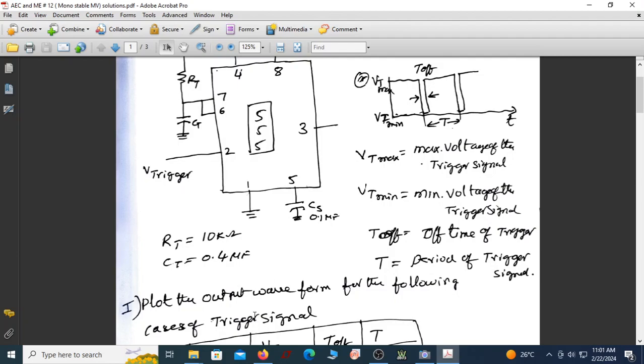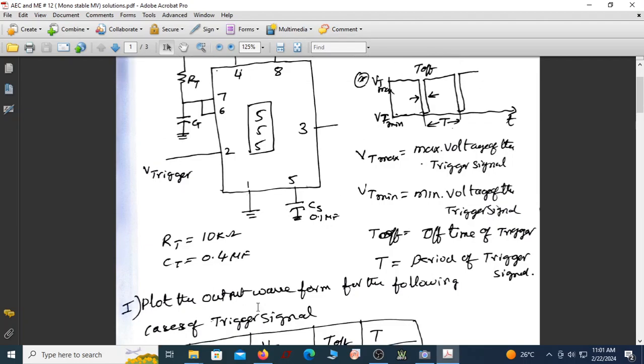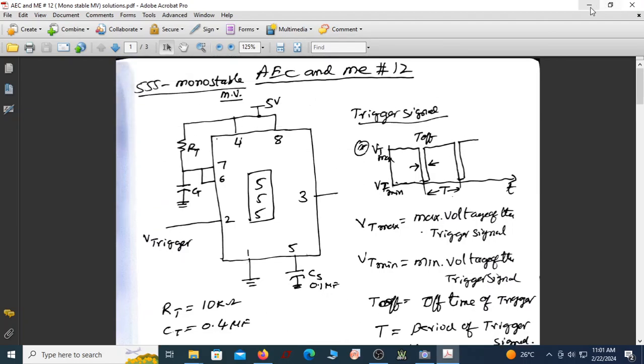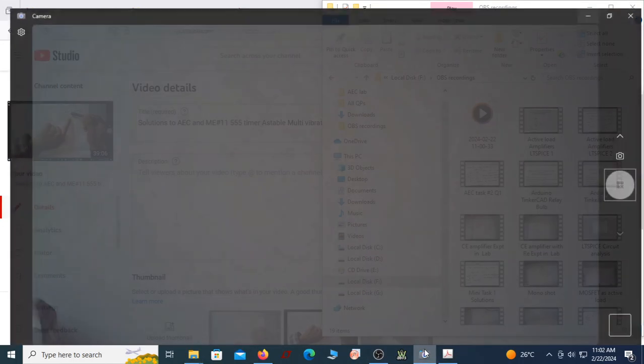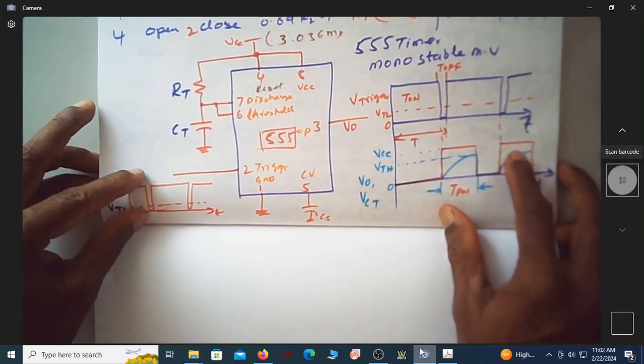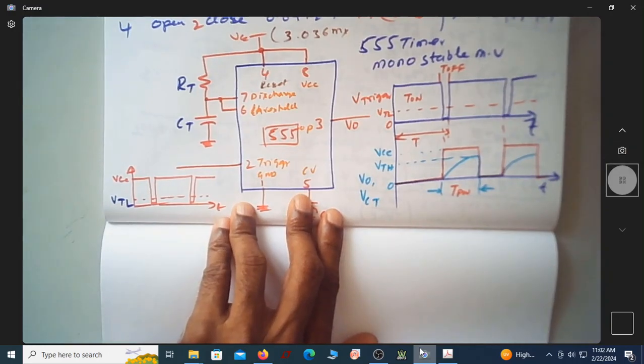So let us see the trigger signal timings and all those things. But before that, we will just see some details of this 555 timer. So let us go to the circuit diagram analysis. Okay, this is the 555 timer in monostable multivibrator mode.